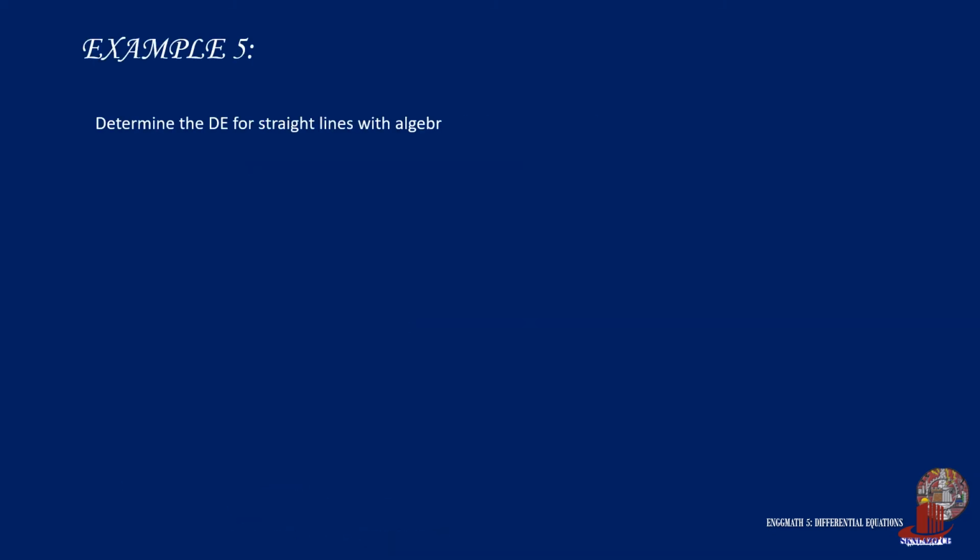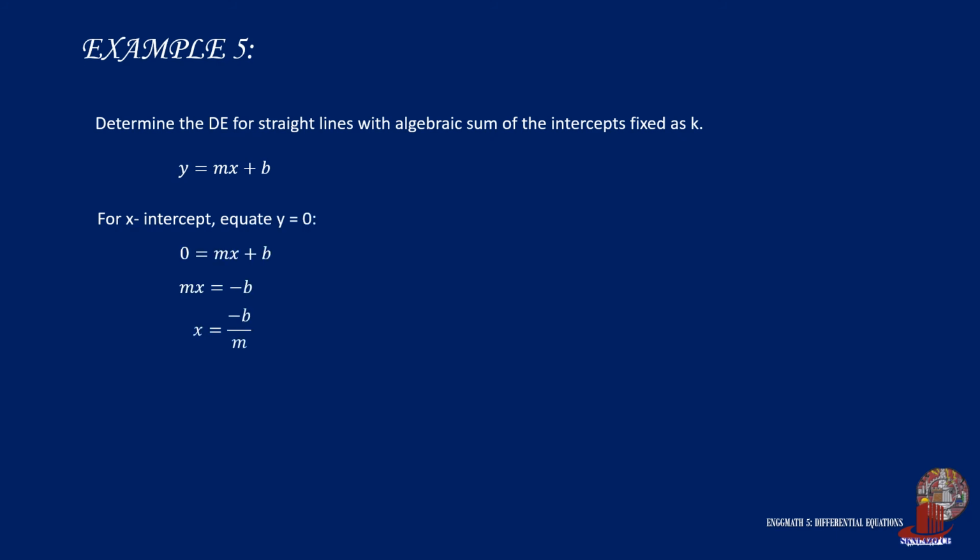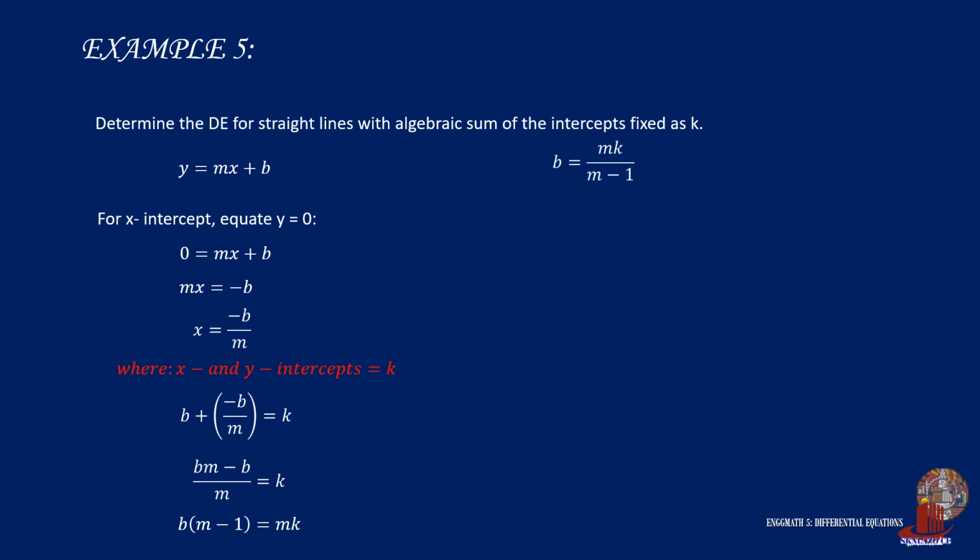Example number 5. Determine the differential equation for straight lines with algebraic sum of the intercepts fixed as k. With y is equal to mx plus b and the condition, we look for x-intercept by equating y to 0. So again, we have x is equal to negative b all over m. And the condition states that x and y intercepts when added will be k. So we have b plus negative b all over m is equal to k. And simplifying this, we arrive at b times m minus 1 is equal to m times k. Now isolate b to have b is equal to m times k all over m minus 1.